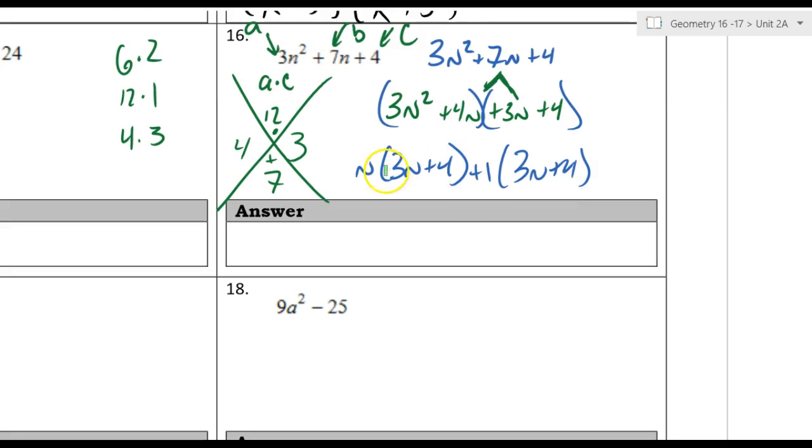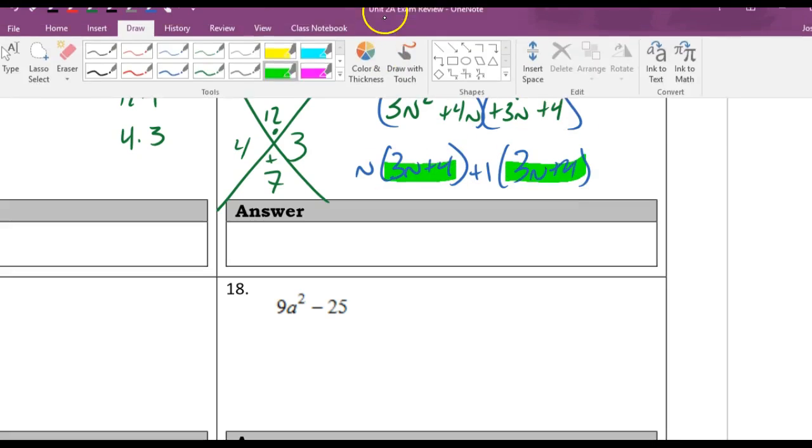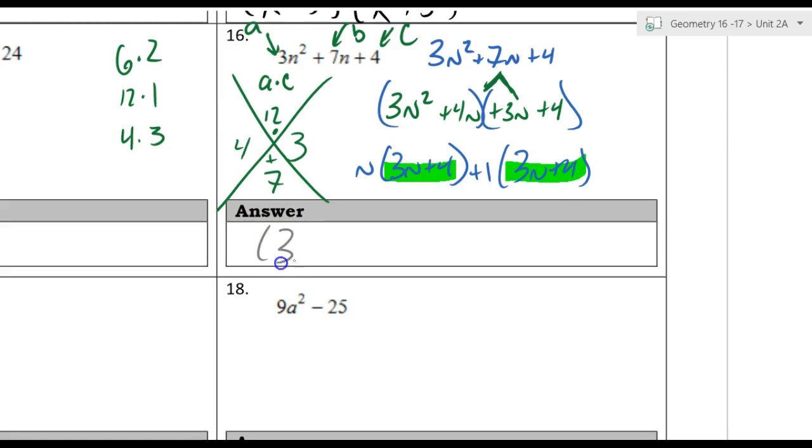So now I should have 2 parentheses that are exactly the same, which we do. So we have 3n plus 4, and then I'm left with n plus 1. And this is our factored version. Now number 17 is going to follow similar to number 16, just different numbers, but the same process of finding the factor X, finding the various parts, putting them in, and factoring by grouping.